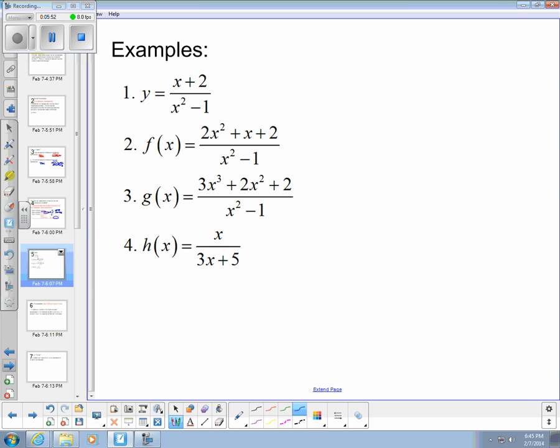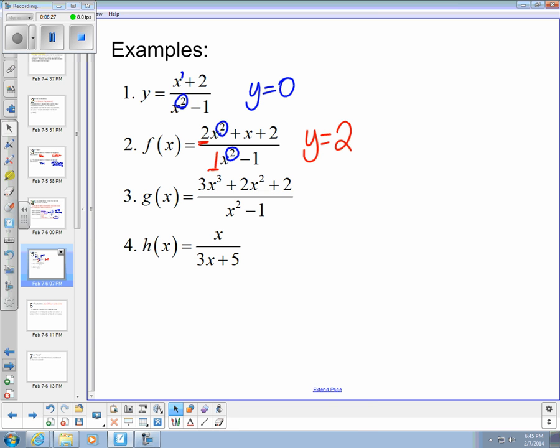Okay, so number 1 is bottom heavy. Degree of the top is 1, degree of the bottom is 2. When it's bottom heavy, your asymptote is at y equals 0, or the x-axis. For number 2, these both have a degree of 2 on the top and the bottom. So we're going to look at the lead coefficients, the numbers in front of those x squareds. And we've got a 2, and no number is understood to be a 1. So my asymptote is at y equals 2.